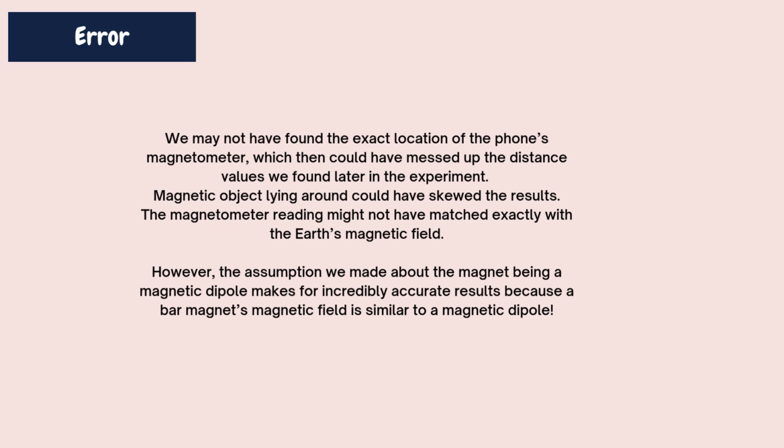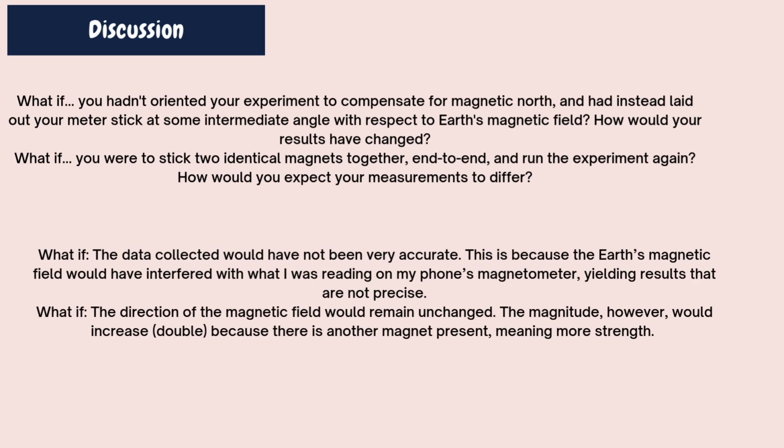The magnetic objects lying around, as I've explained multiple times, but also the magnetometer reading might not have matched exactly with the Earth's magnetic field. However, the assumption we made about the magnet being a magnetic dipole makes for incredibly accurate results, because a bar magnet's magnetic field is similar to a magnetic dipole, so that was a good assumption that we made.